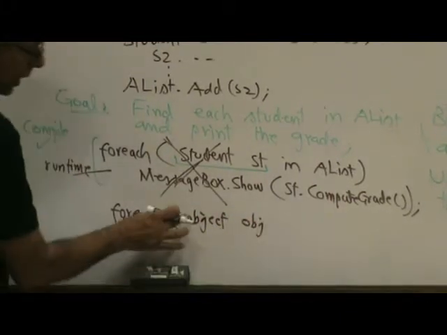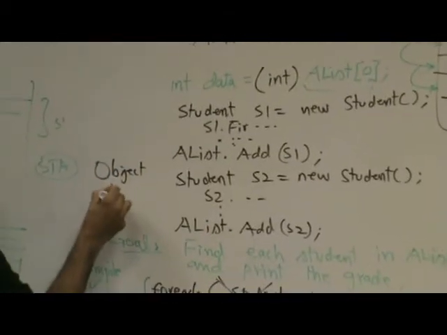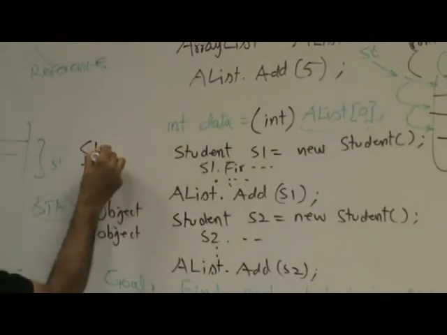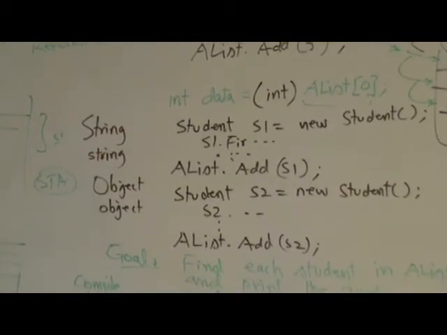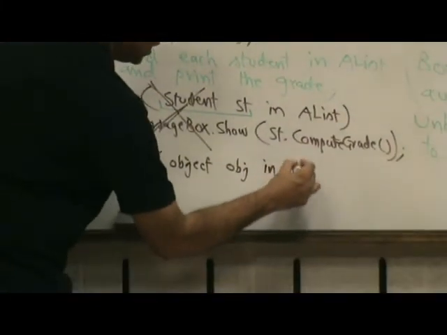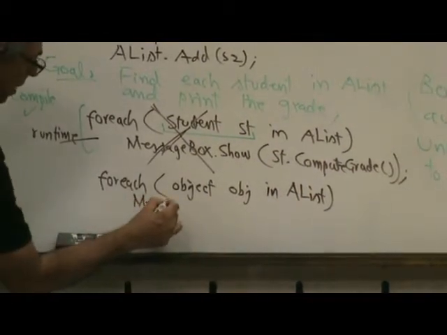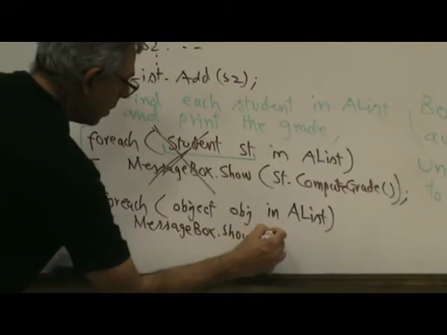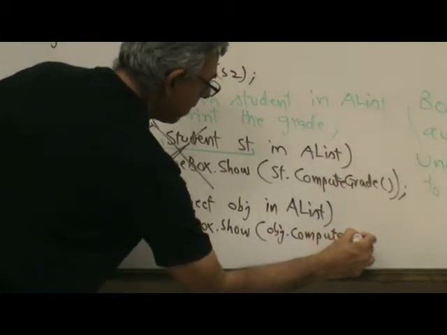By the way, as you are typing object, you can type it with a capital O or a lowercase o. It's the same thing. Same for a string, you can type it like this, or with a lowercase s. It's the same thing in C#. So for each object obj in a list, and now if we did MessageBox.Show obj.computeGrade, will this work? No.